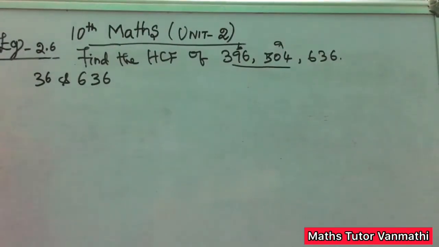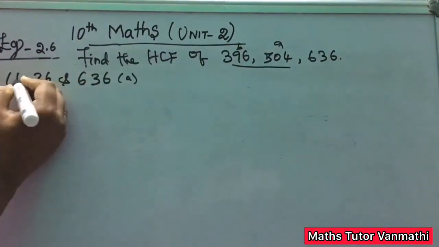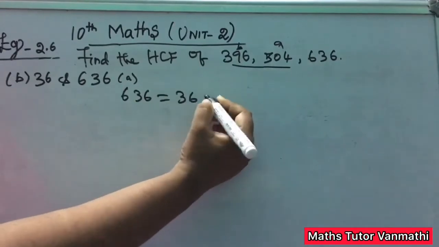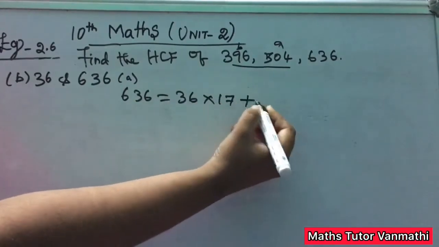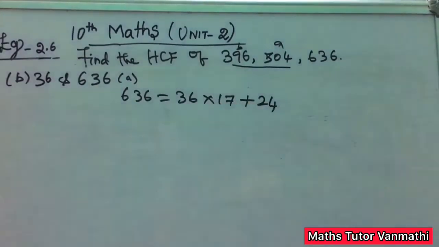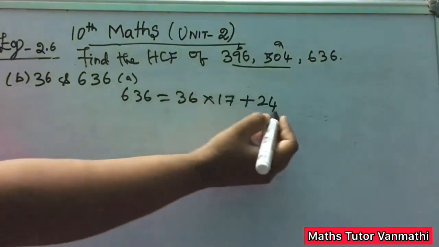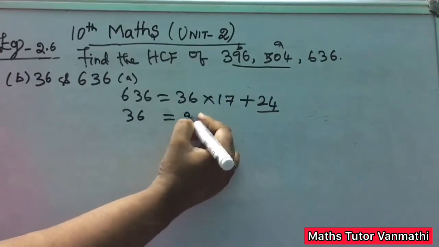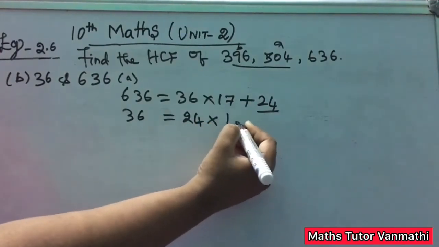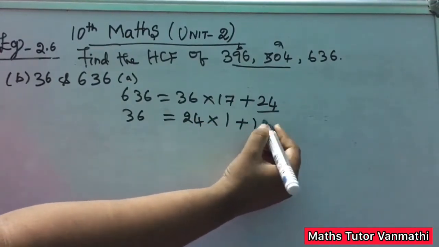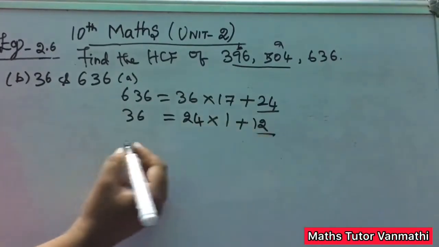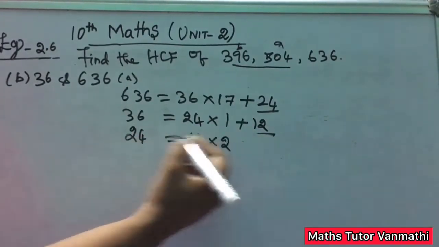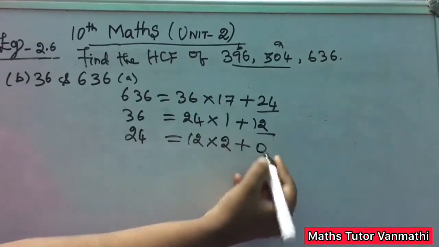36 and 636. This is your A, this is your B. 636 equal to 36 into 17 plus 24. And again this 24 is not equal to 0. Repeating the process you get 36 equal to 24 ones are 24 plus 12. And again this is not equal to 0. Repeating, 24 equal to 12 twos are 24 plus 0.